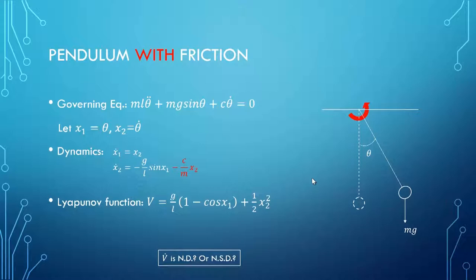Based on this dynamics, you can select any Lyapunov function you like, and we choose this one. After you substitute the dynamics into the time derivative of this Lyapunov function, we obtain this form, which is NSD, because the x1 term is missing from V dot. But intuitively, because of friction, you can imagine that this pendulum will slow down, and as t goes to infinity, theta will go to zero. But based on this V dot, we cannot conclude that theta will converge to zero, because it's NSD.